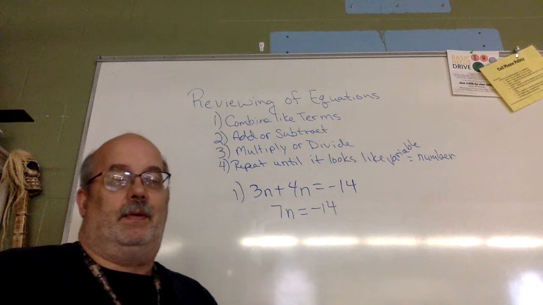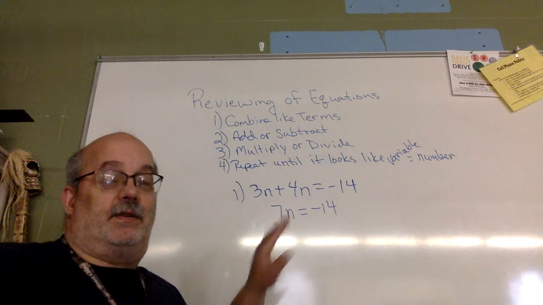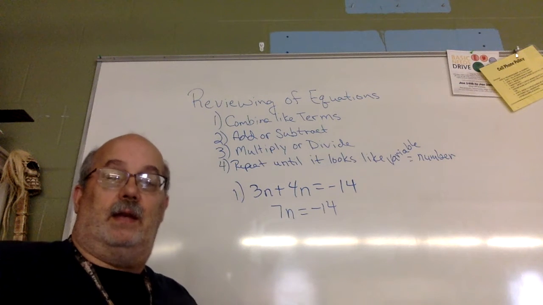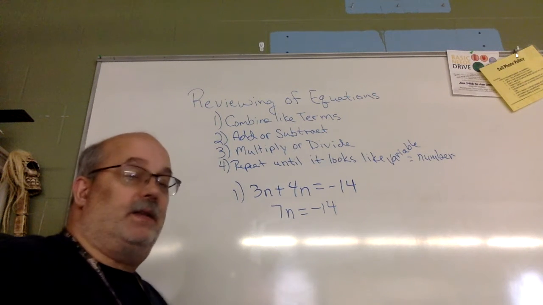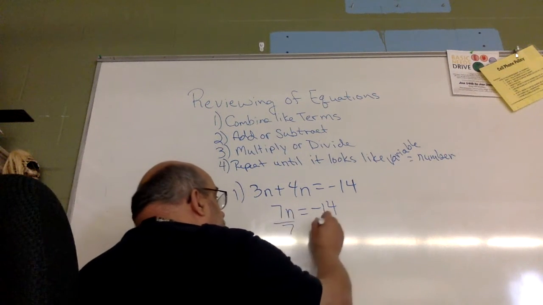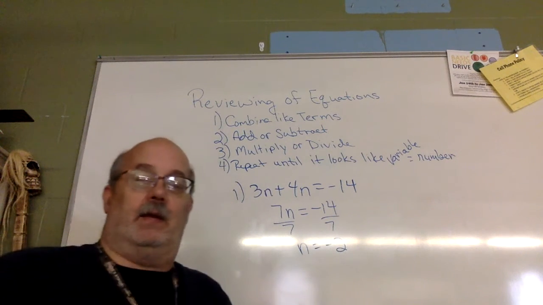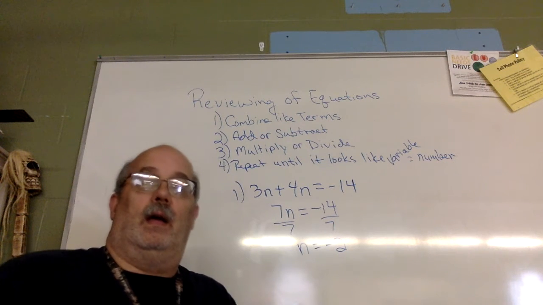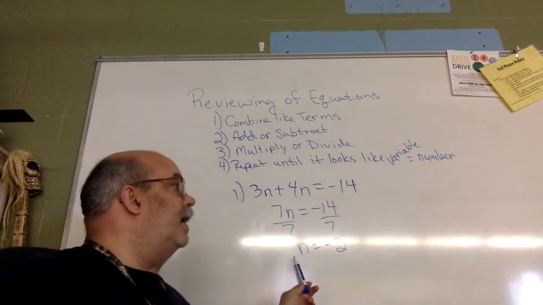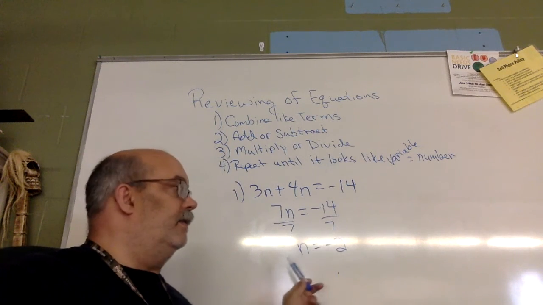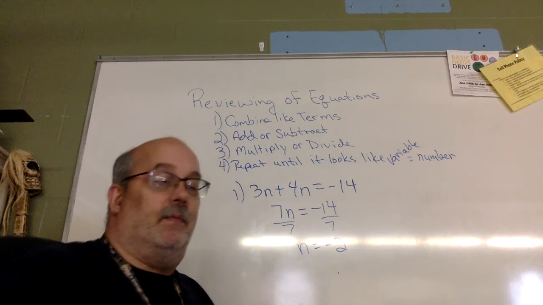Our next step would be add or subtract. Well, there's no addition or subtraction, so we're going to continue and multiply or divide. To get n all by itself, I'm going to divide by 7. And n equals negative 2. This now looks like a variable on one side and a number on the other. The variable's n, the number is negative 2. Let's try a few more problems.